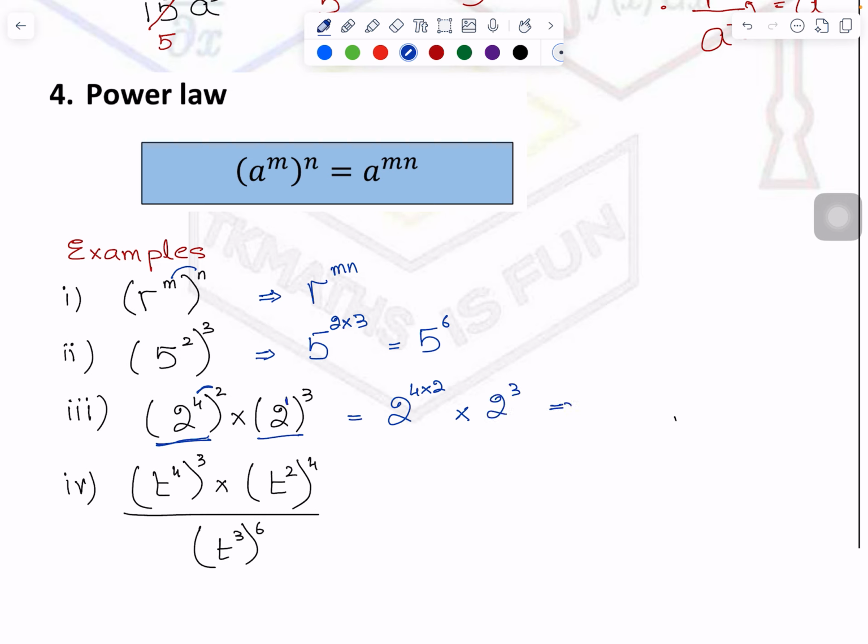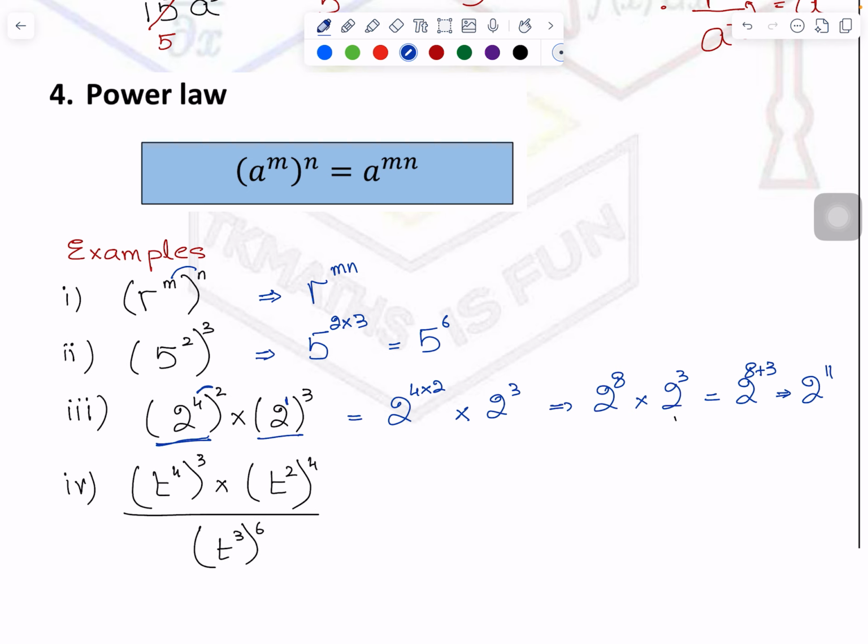So what will it become? 4 times 2 is 8, 2 power 3. Now it is the case of multiplication. Bases are the same, powers are different. So what will you do? You will add the powers. 8 plus 3 is, yes, you're right, 11. So this is your final answer.